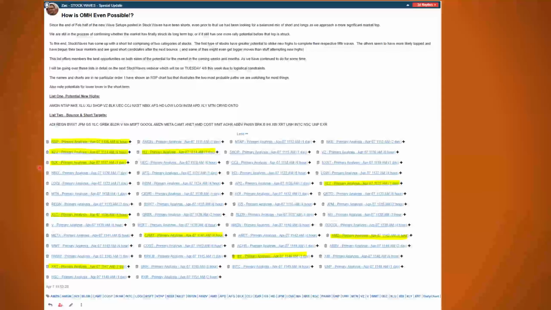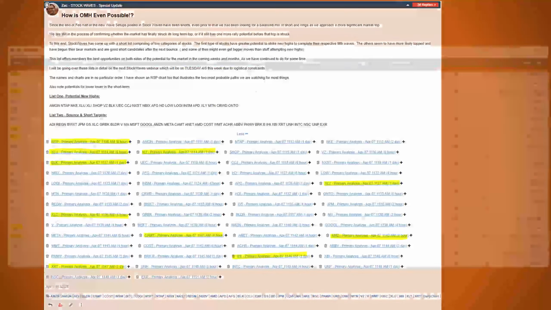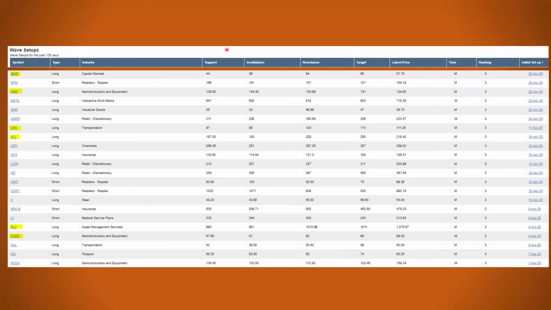that the S&P suffers from. We also looked at a couple of ETFs, XLU, XLI, XLY, IHI, and XRT, as well as XLC, and then a couple of individual stocks that we'll look at as well, BlackRock, CAMT, AMD, and that would be it. So here is a snapshot of our wave setups table.